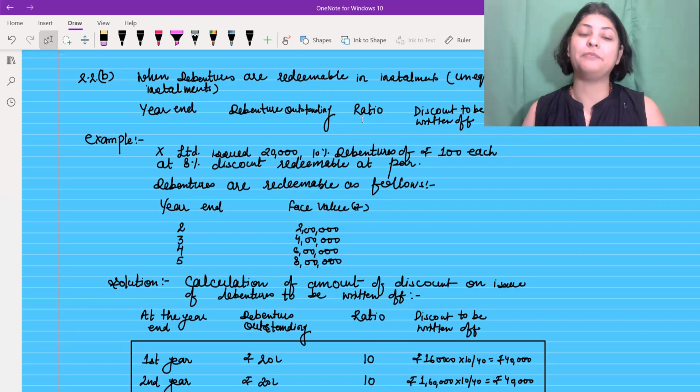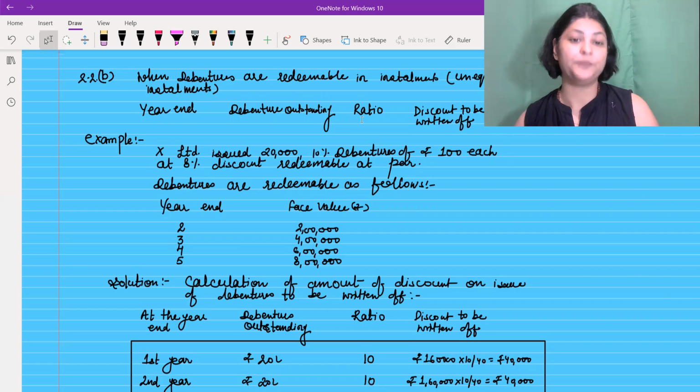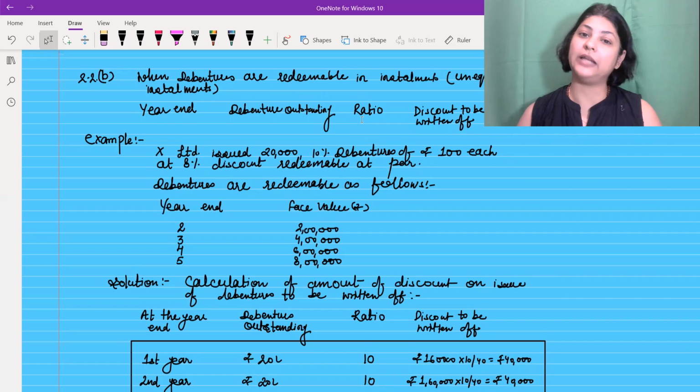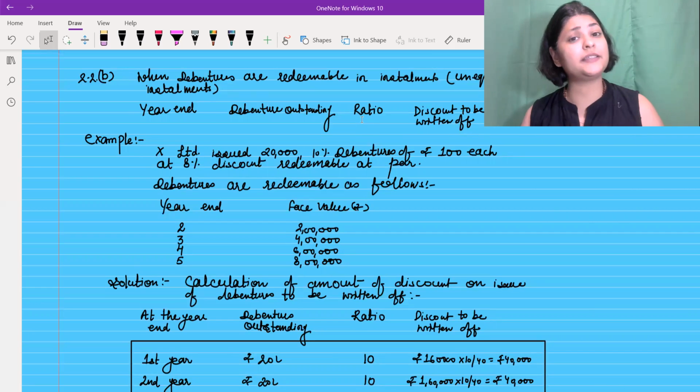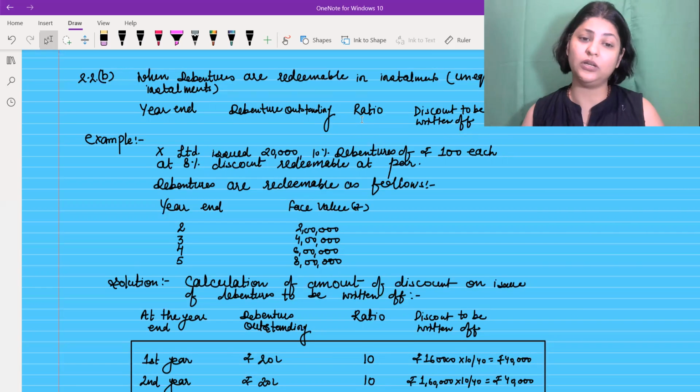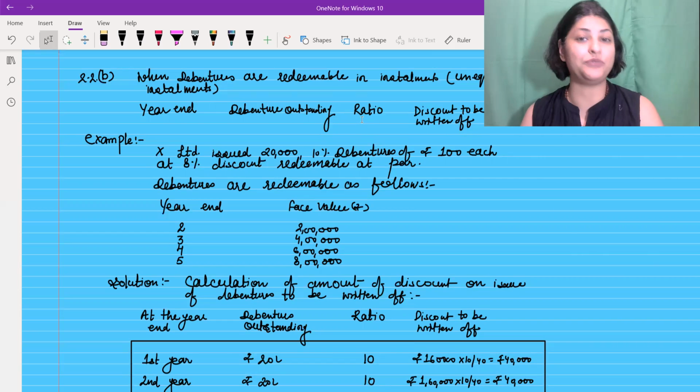Now see, one example again I have given over here. With the help of the example, I'll explain it to you. So the example is: X Limited issued 20,000 10% debentures of 100 each at 8% discount, redeemable at par. So your total loss is going to be 1,60,000. How 1,60,000? 20 lakh into 8% is 1,60,000. But now the debentures, in the first year, are not getting redeemed. From the end of second year, the redemption is starting.